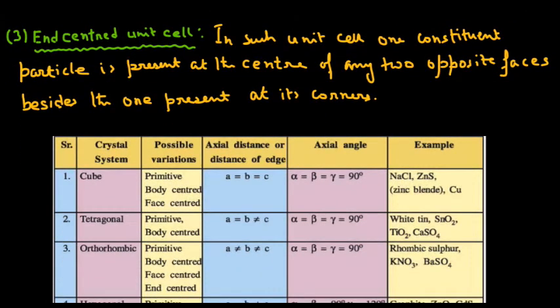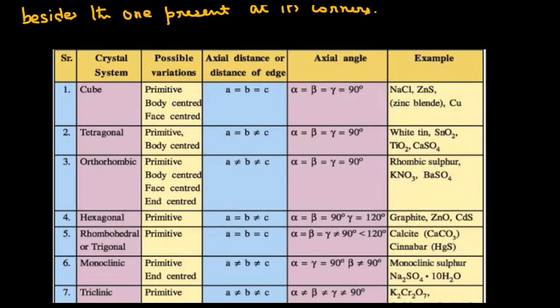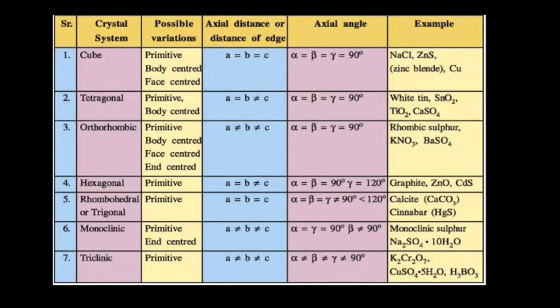End-centered unit cell. In such a unit cell, one constituent particle is present at the center of any two opposite faces, beside the ones present at its corners. Let us study in more detail with examples about this.